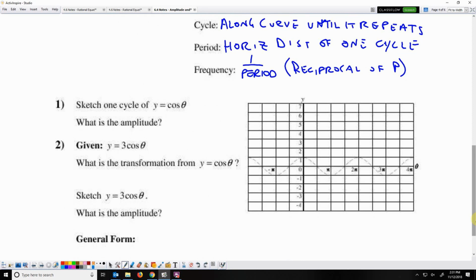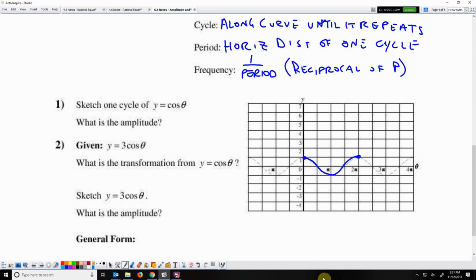All right, so number 1, sketch one cycle of y equals cosine theta. So here is a graph of y equals cosine theta. Cosine theta graph always starts here at the maximum. And to sketch one cycle of it, trace along that curve until it begins to repeat. And right there is where it's going to begin to repeat. So that is one cycle.